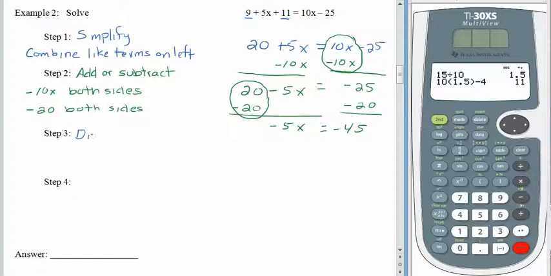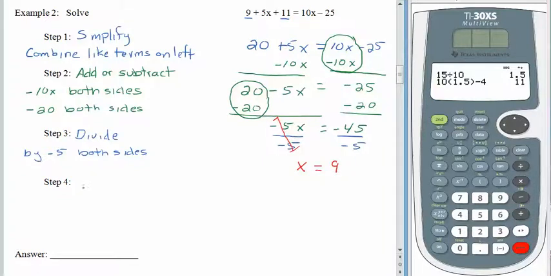Step number 3 is to divide by the coefficient on the variable term. So here we want to divide both sides by negative 5. And what do we get? Well, negative 5 divided by negative 5 is 1. X is all by itself. Negative 45 divided by 5. A negative divided by a negative is a positive. This should be 9.